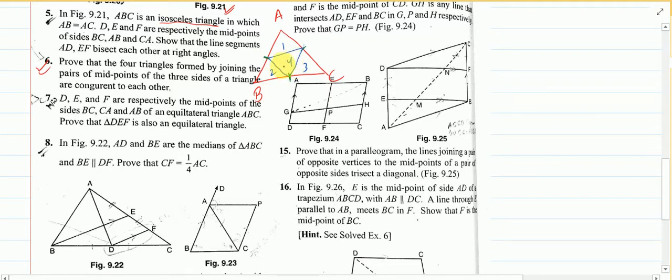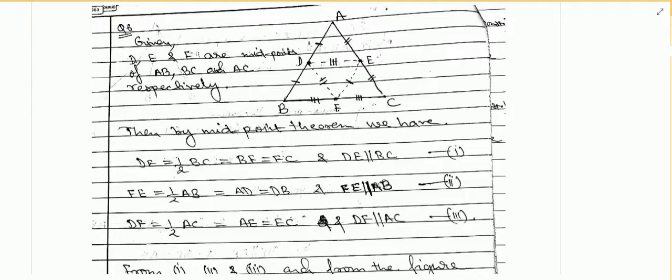Getting it? So we have already done congruency, so it won't be tough to show, but here we need to make use of the midpoint theorem. So what I will do is, we will just move on to the solution part. Okay children, so here you can see this will be your diagram.